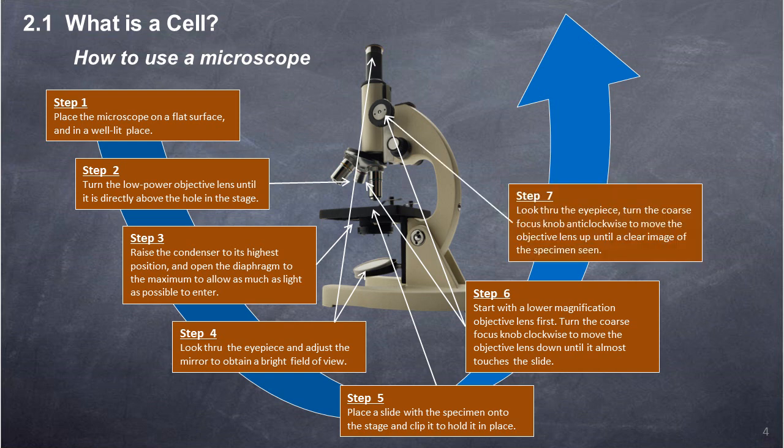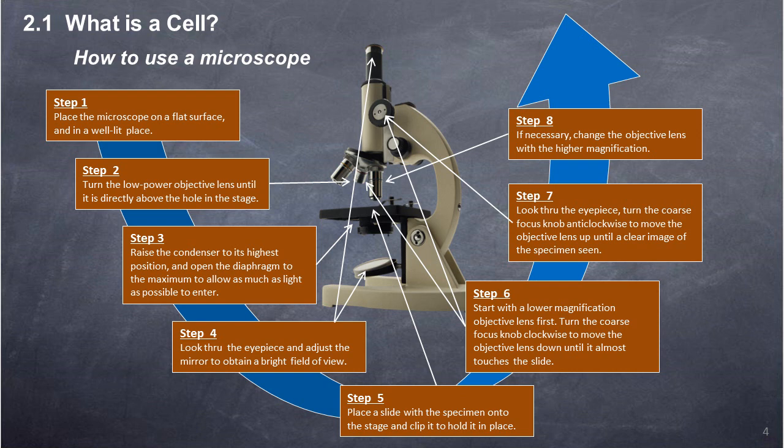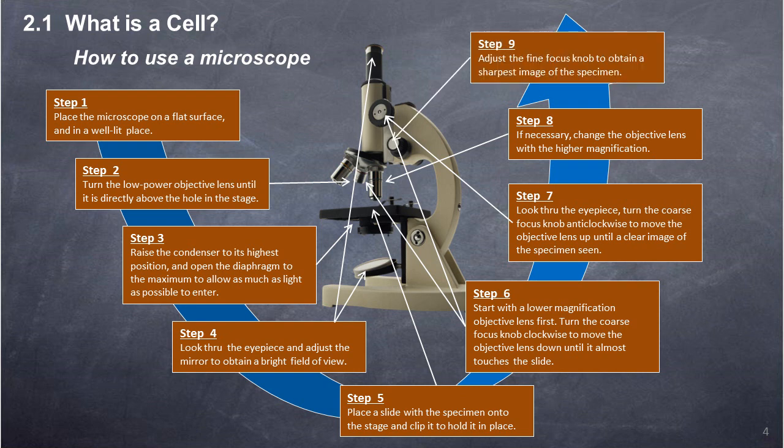Step 7. Look through the eyepiece, turn the coarse focus knob anti-clockwise, to move the objective lens up, until a clear image of the specimen is seen. Step 8. If necessary, change the objective lens to the higher magnification. Step 9. Adjust the fine focus knob, to obtain the sharpest image of the specimen.